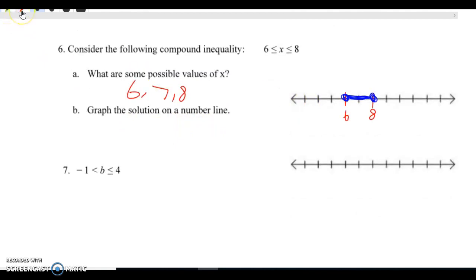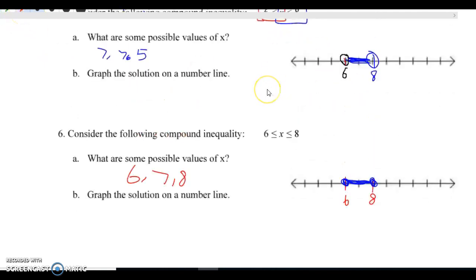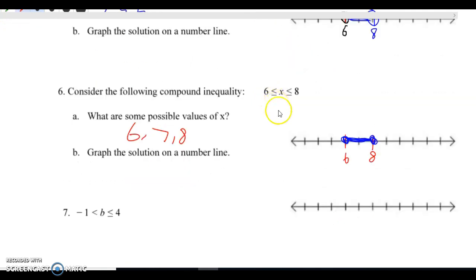So for example number 6, very similar to example number 5, right? But they're using the less than or equal to. So x has to be greater than or equal to 6. At the same time, we want it to be less than or equal to 8. So in our example, we're including 6, 7, and 8. And here's our graph. There should be a closed circle at 6, closed circle at 8, and any answer between 6 and 8.